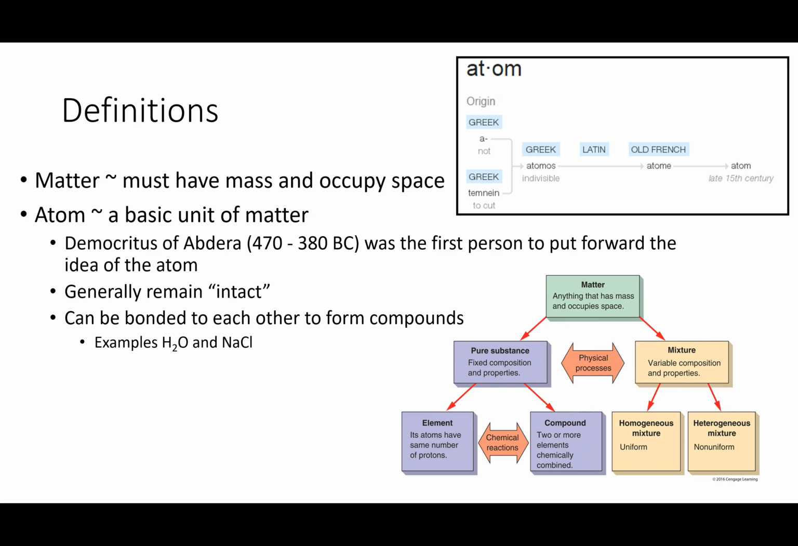I know this is small, but it's not small because it's not important. Actually, this is kind of important: there's this logic tree sort of thing. Matter is made up of atoms. Matter has mass and occupies space. Matter can either be a pure substance or a mixture.